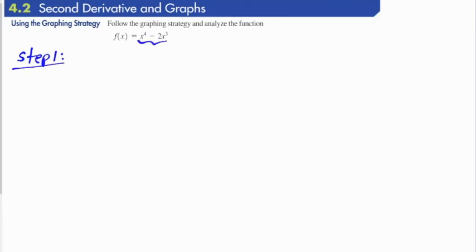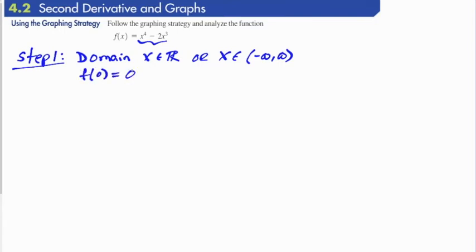So this is a polynomial function. We can say the domain is x, which belongs to all real numbers, or you can say x, which belongs to -infinity to infinity. And now we would like to find the intercepts. So we can start with the y-intercept. When we plug in 0 for x, we get 0. And then we can find the x-intercepts. First, we will factor.